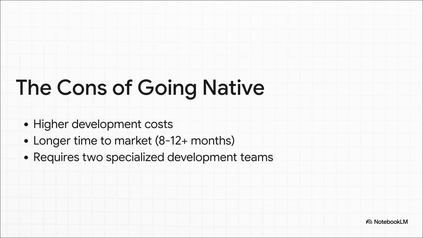But of course, that level of perfection, it comes at a price. Because you're basically building two completely separate apps from scratch, you need two separate specialized teams to do it. That means your development costs are going to be higher, and it's going to take a lot longer to get your app onto both the Apple and Android stores. We could be talking 8 to 12 months, maybe even more.